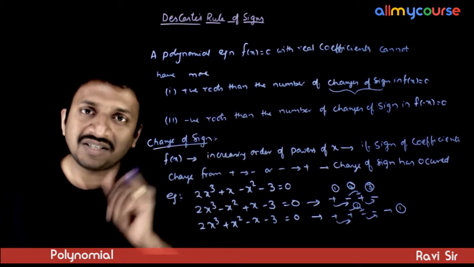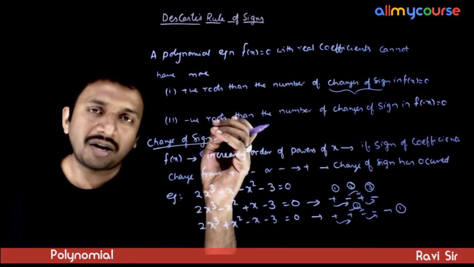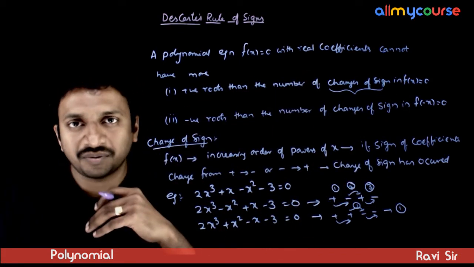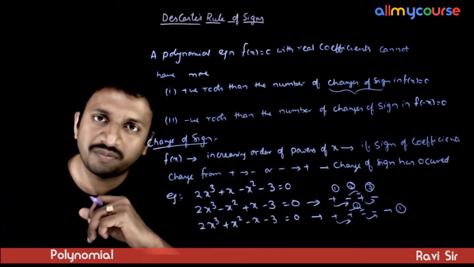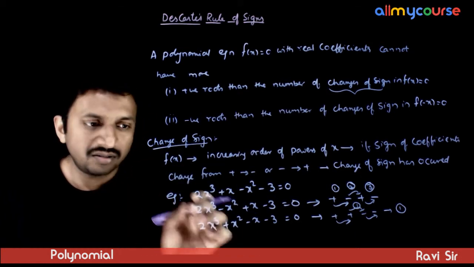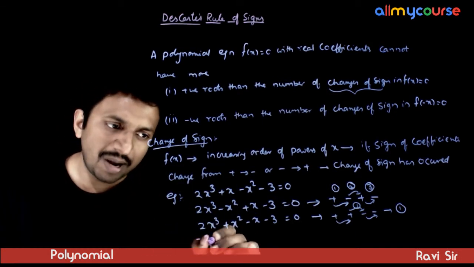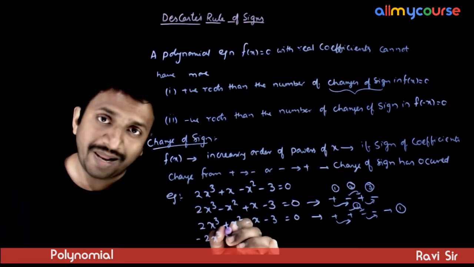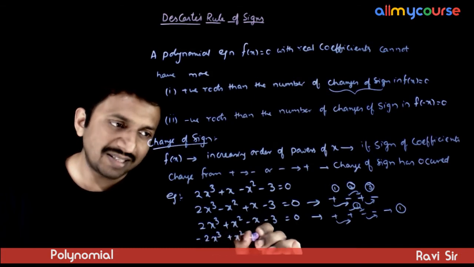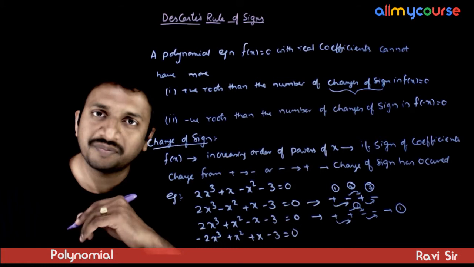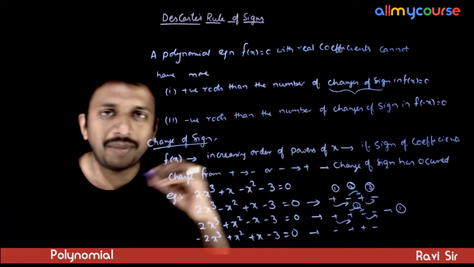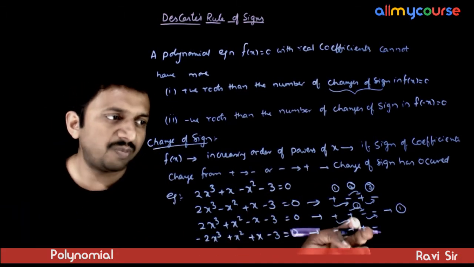So if you see the second statement, a polynomial equation cannot have more negative roots than the number of changes of sign in f of minus x is equal to 0. So if this is f of x is equal to 0, what is f of minus x? You just need to put minus x in the place of x. So you get minus 2x cube plus minus x whole square is x square. Minus of minus x is plus x. Minus 3 is equal to 0. So what are the signs of the coefficients? Minus, plus, plus, minus.